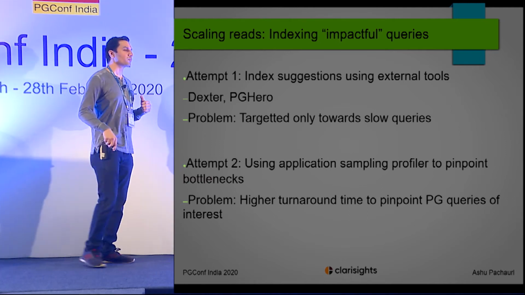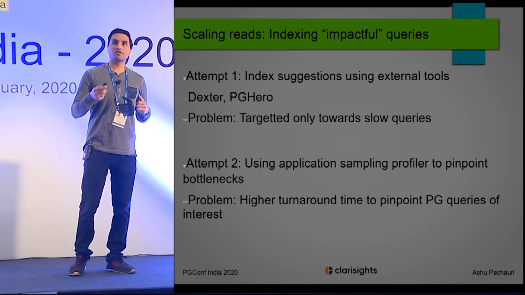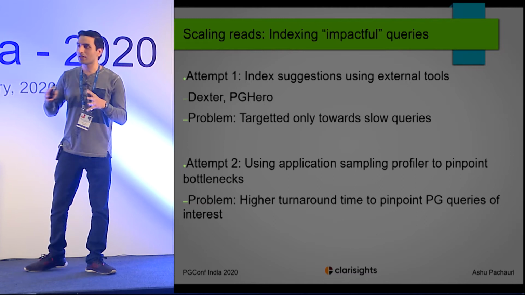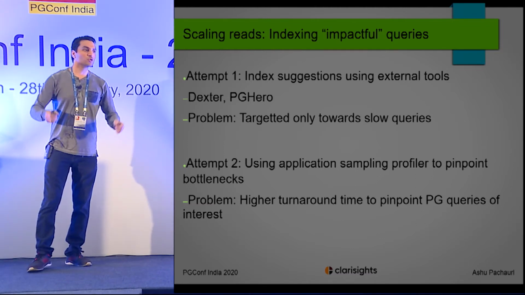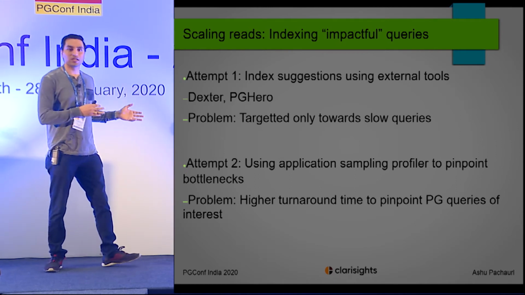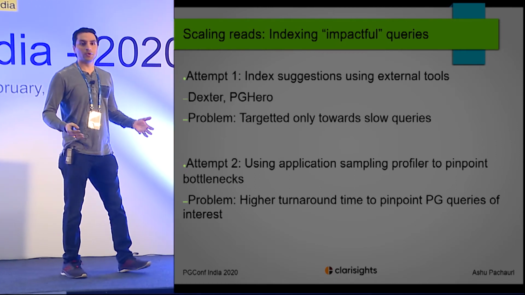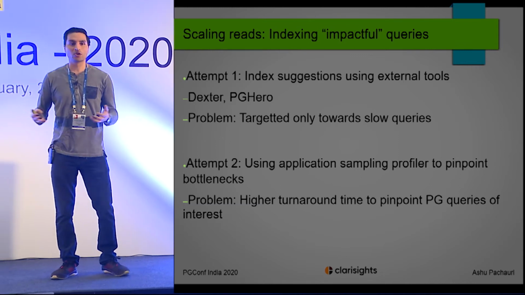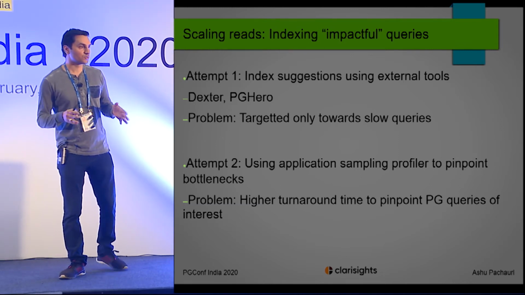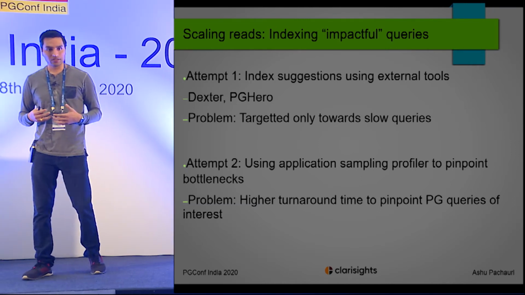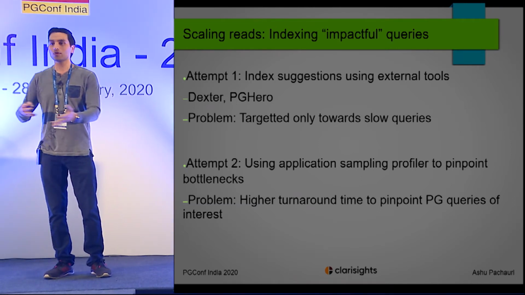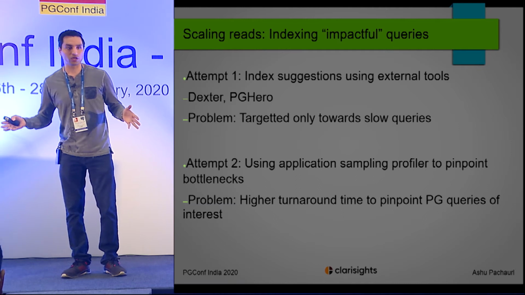So the second approach was, okay, let's try to look at it from the application perspective. If we try a sampling profiler from the application and try to profile the calls to PG from the application side, since it's a sampling profiler, it's not a duration-based profiler, not a latency-based profiler, you will be able to see the queries that are being triggered the maximum number of times, and you will be able to see the queries that are happening for the longest time. So you get both of them.